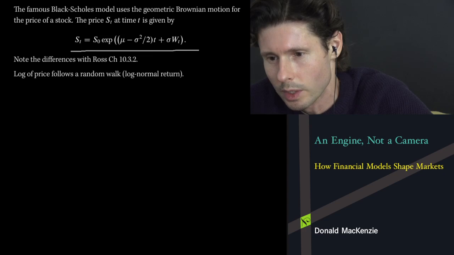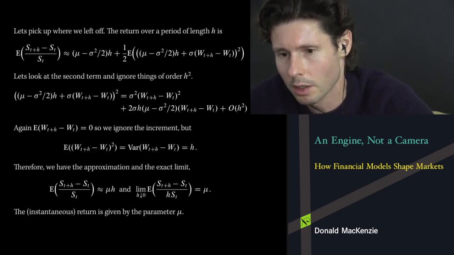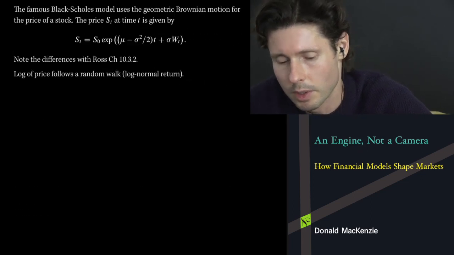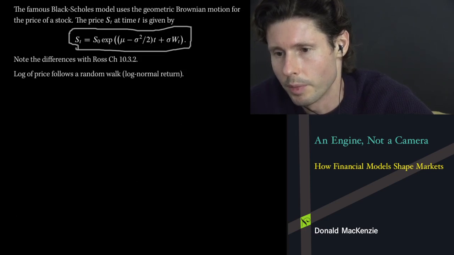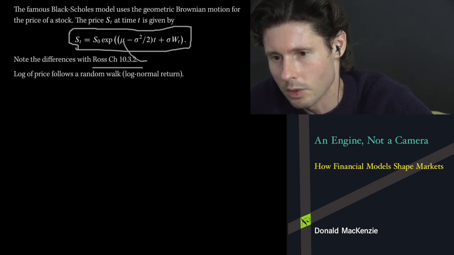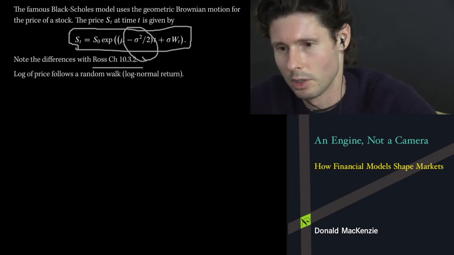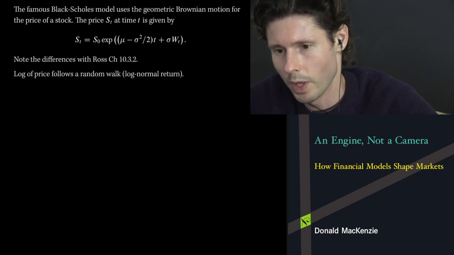This is what we usually think of as the model of the price of a stock. I think I skipped way too far ahead. Okay, so I mean to be here. So this is the geometric Brownian motion model for the price of a stock. There are a number of differences from Ross, who curiously decides to omit this term right here, the sigma squared over 2. I'm not sure why, but the terms are important, and I'll show you why they're important.